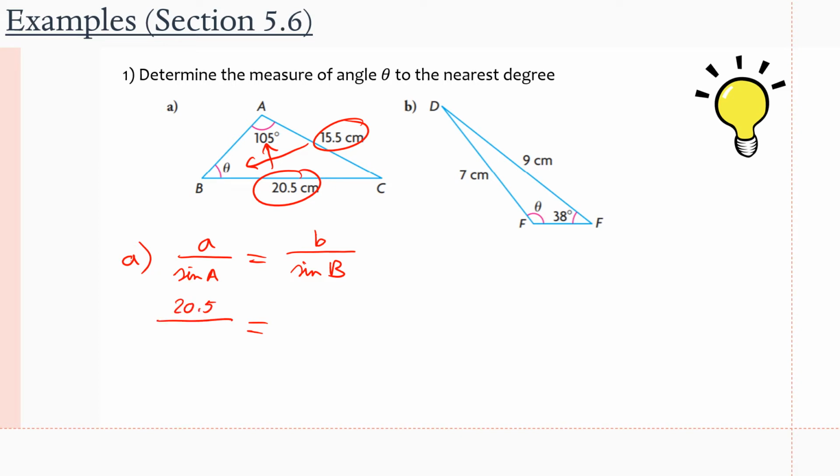So if we substitute, A, 20.5 over sine of angle A, which is 105 degrees, equals B, which is 15.5 over sine of the opposite angle, which is theta. And we want to isolate for theta. Actually, before you sub in the numbers, let's just isolate for theta first.